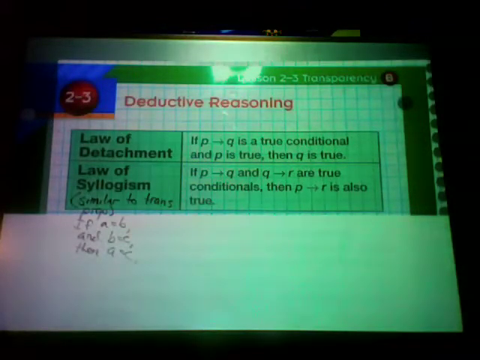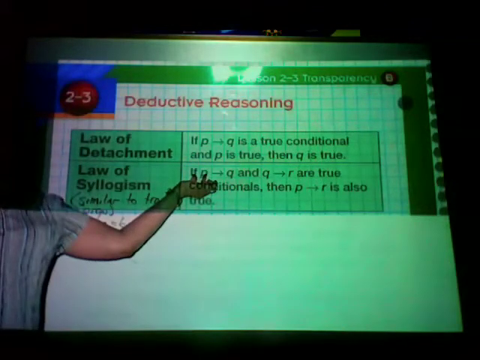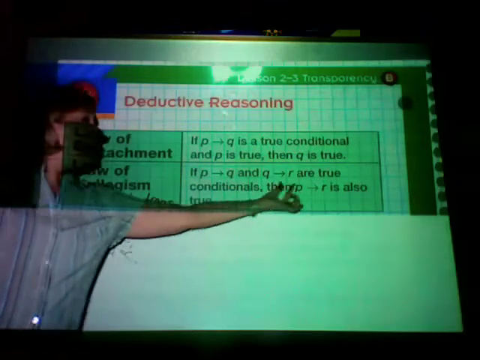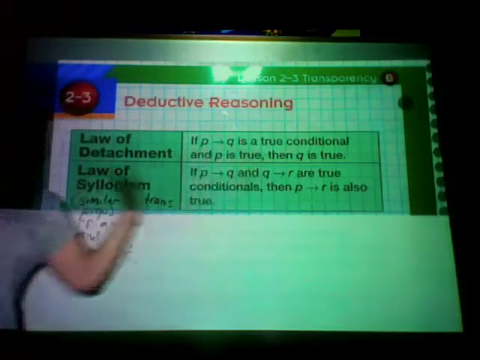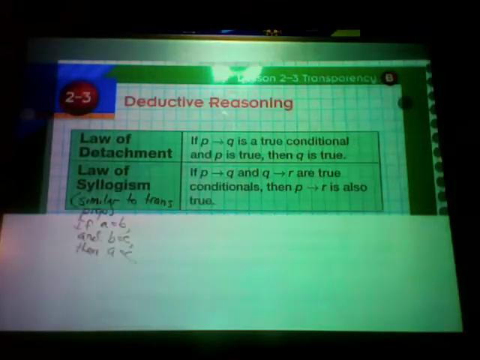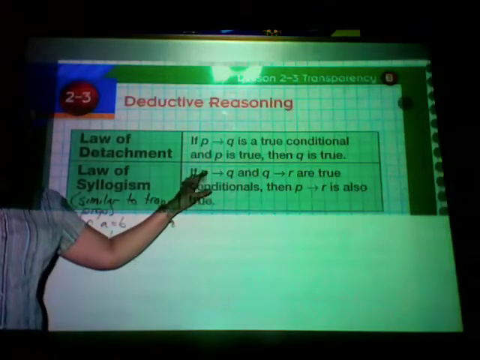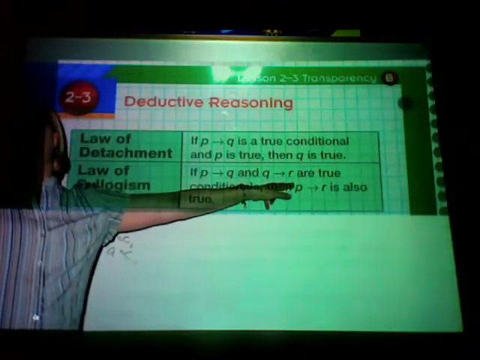So all you have to do when you're given two full conditionals is take the hypothesis from the first and attach it to the conclusion of the second. You don't have to come up with a whole new conclusion. You have to look at what they have in common, take that out of it, and put them together. Question? What's the R? The R is a different conclusion than the Q.